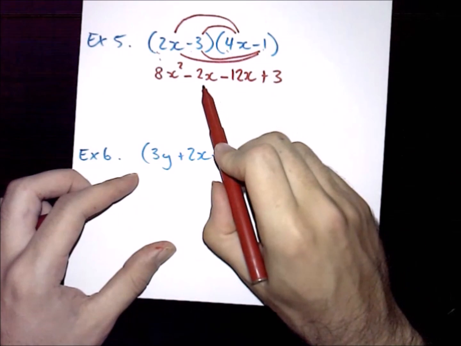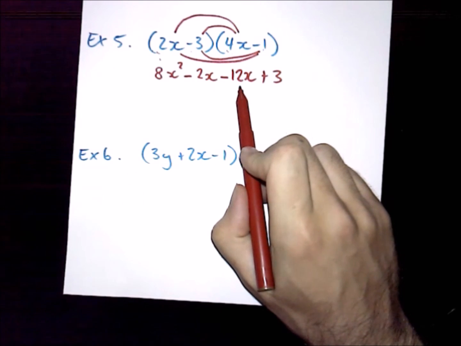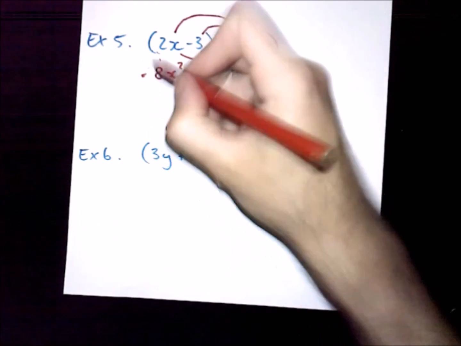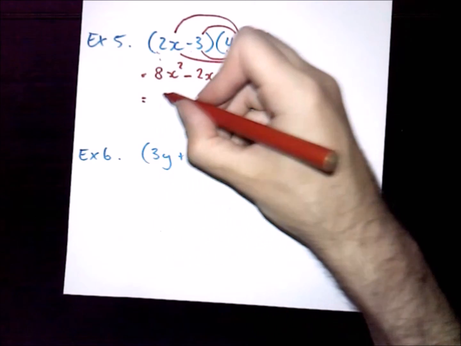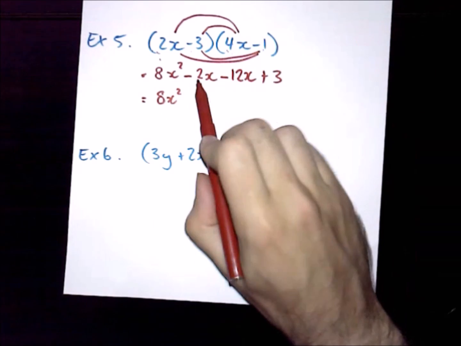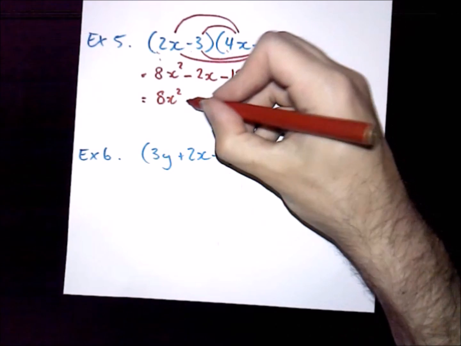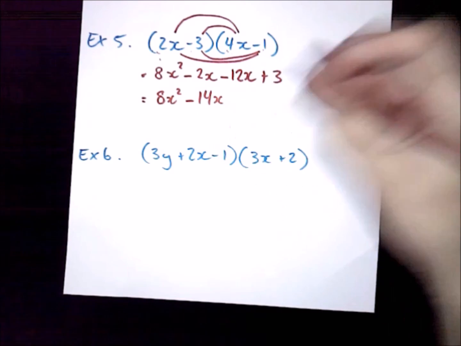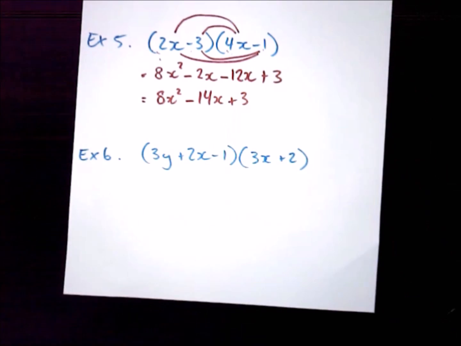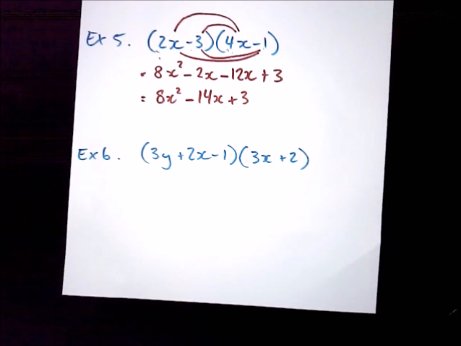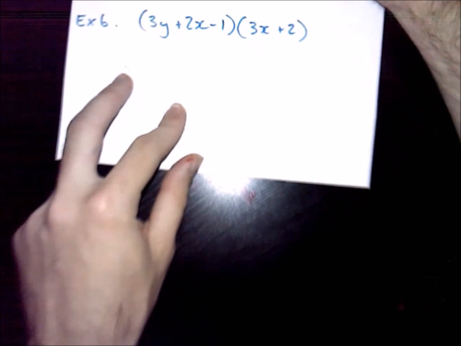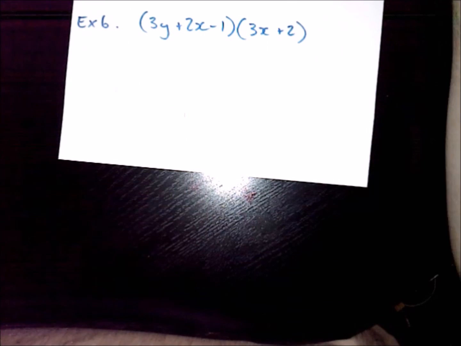So in this case, we've got our negative 2x and negative 12x that are common. They can be joined. So it's going to be 8x squared. Negative 2x take 12 is negative 14x. And we've got this plus 3 guy at the end still as well. And we're all done. Final one is a little bit trickier because I've actually added an extra term in.